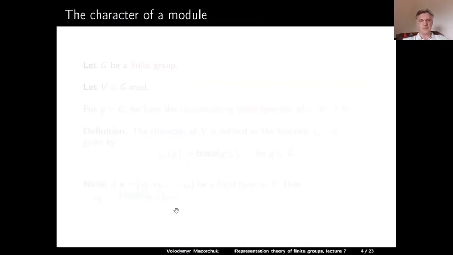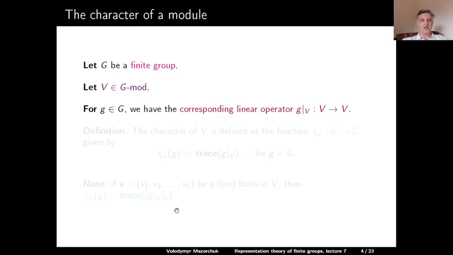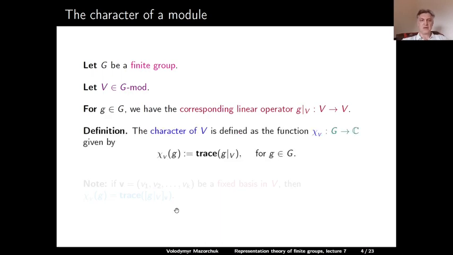Now we can make our main definition. Let G be a finite group and V a finite dimensional G-module. Then, for each element g in G, we have the corresponding linear operator of the action of this element little g on V. So we define the character of V as the function whose domain is our group G and whose codomain is the set of all complex numbers. And the value of this function, denoted chi V, at the element little g in the group G is defined as the trace of the linear operator of the action of g on V.